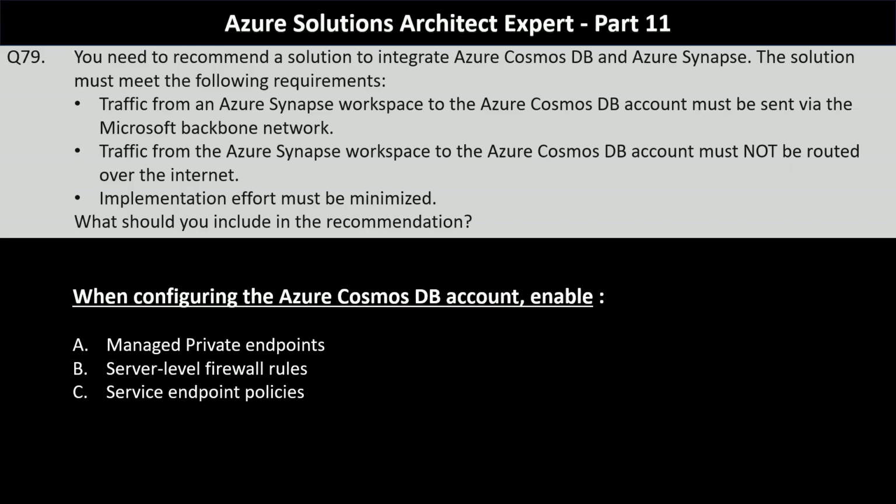Now, the second part of the question is talking about when configuring the Azure Cosmos DB account, enable, and your options are: managed private endpoints, server level firewall rules, service endpoint policies. Folks, you should configure the Azure Cosmos DB account to use managed private endpoints. This will allow Azure Synapse to securely connect to Azure Cosmos DB using a private link.